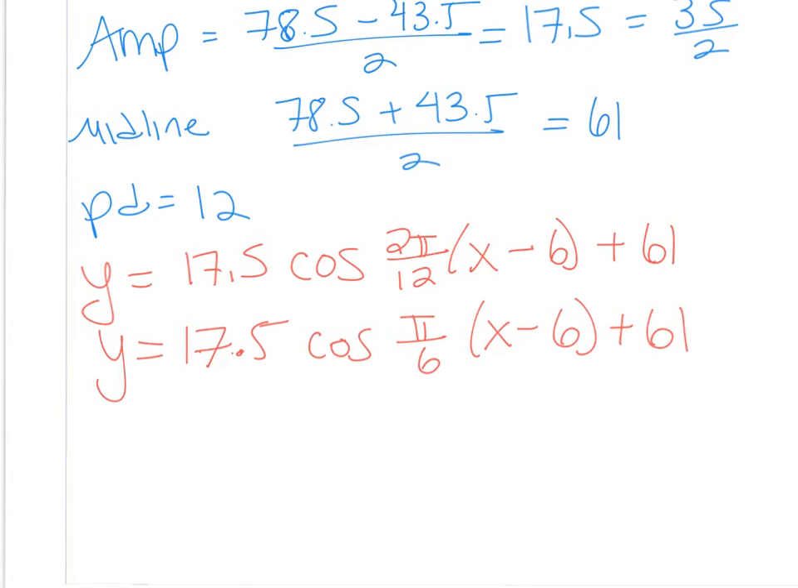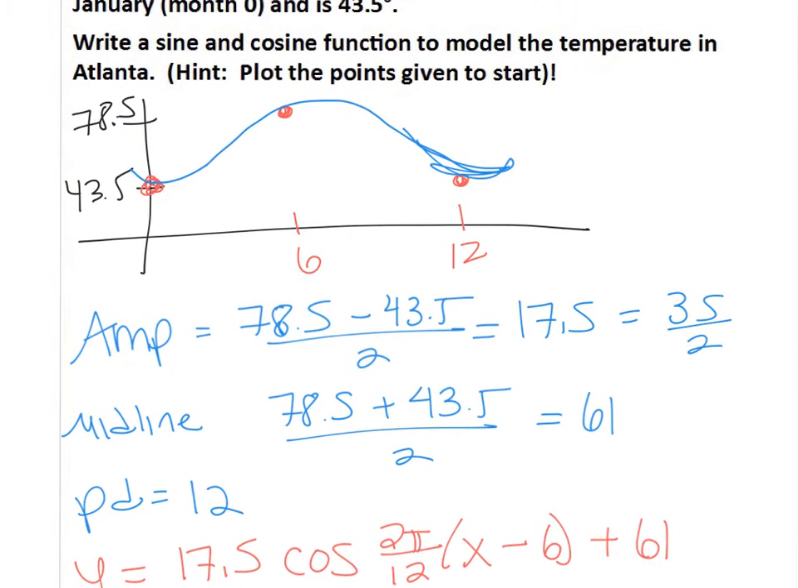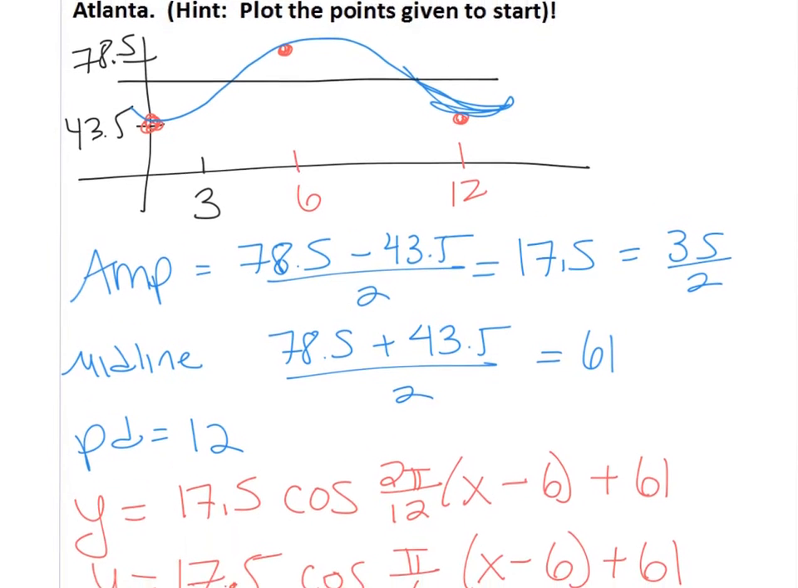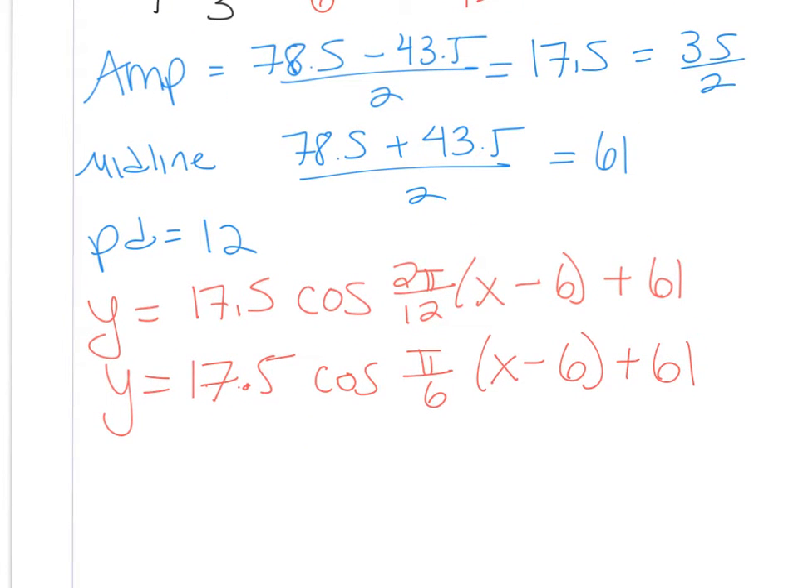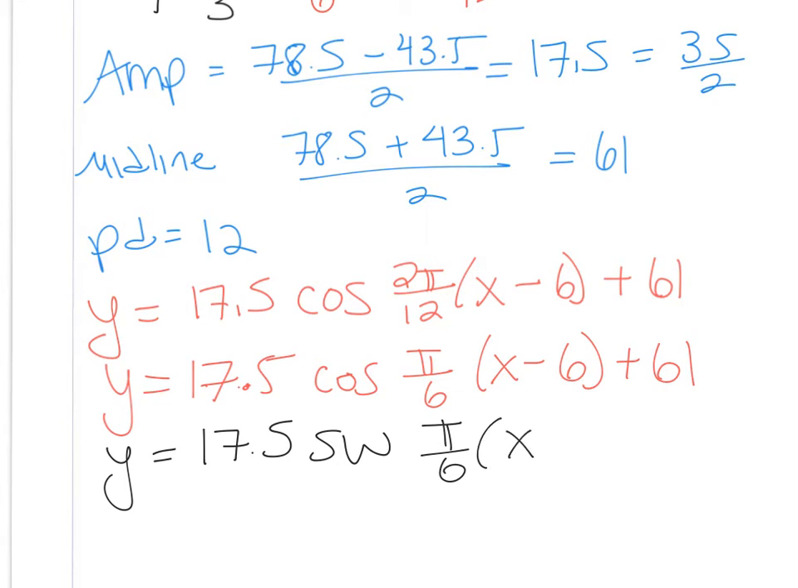So now for the sine function, I need to find out where the midline happens. So that's going to be here at 3. So my sine function is going to be moved to the right 3 and up 61.